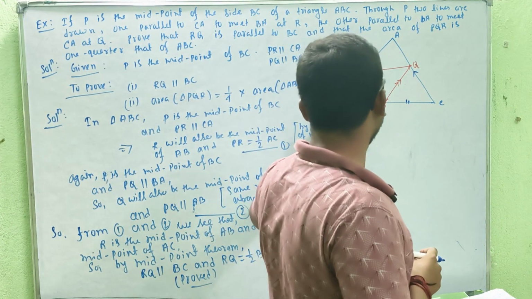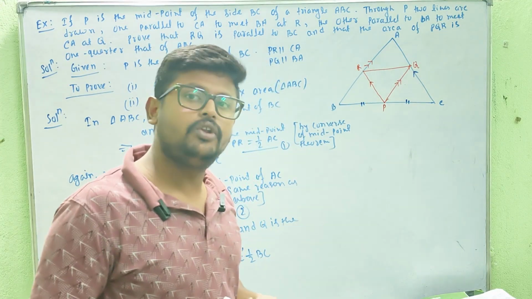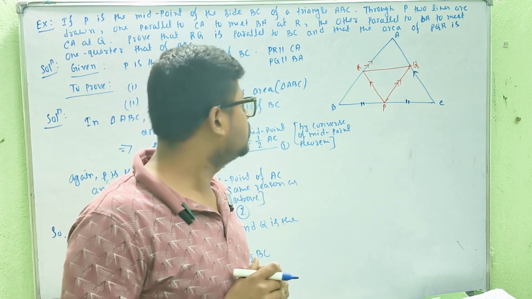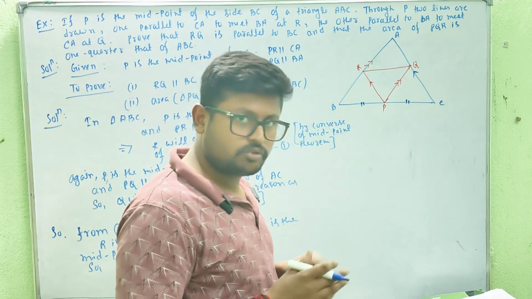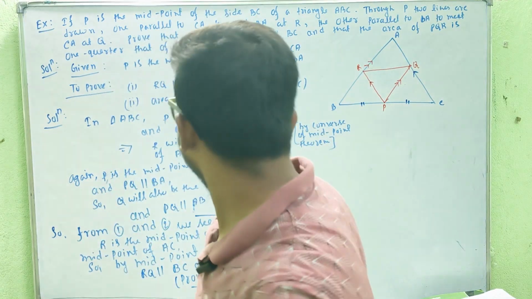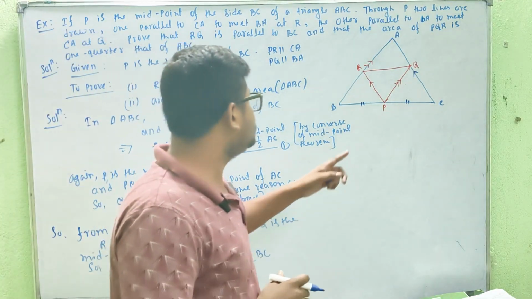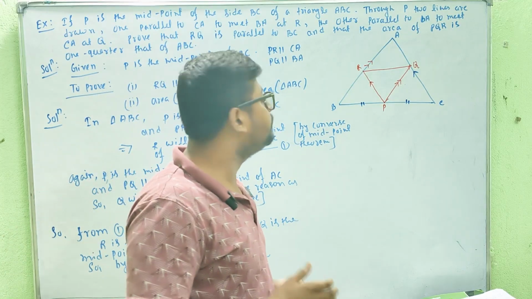Okay. Now what is the area of the triangle ABC? We know that the area of the triangle ABC is half into base into height. Okay, half into base into height. This is the formula to find the area of triangle ABC. And what is the area of triangle PQR?